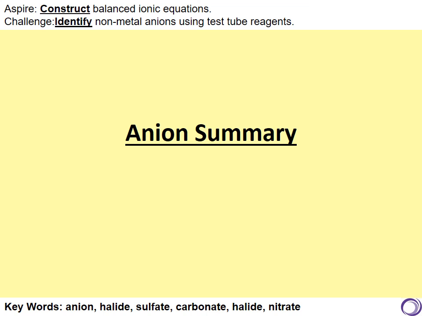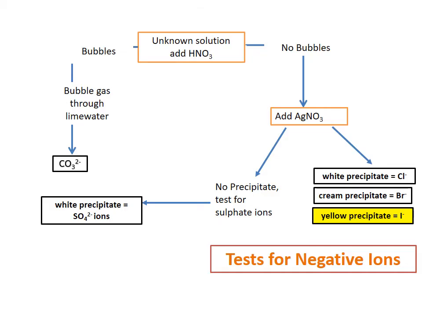So let's just summarise all the ion tests. Now here you can see I've got a flow chart, and I would suggest that when you begin anion testing, you add nitric acid. If we see any bubbles produced, then we can collect that gas and bubble it through lime water and test for carbonate ions.